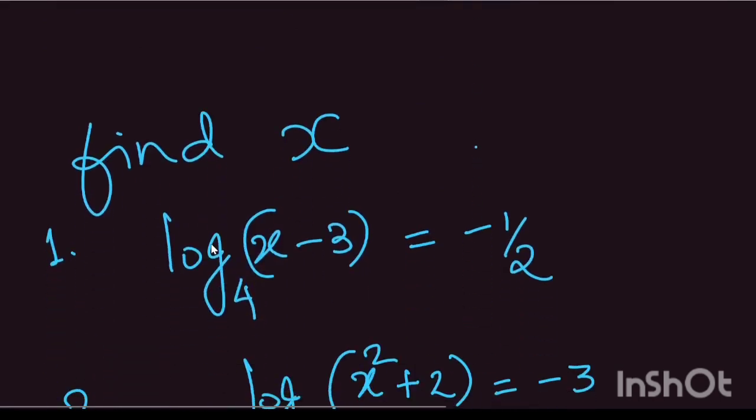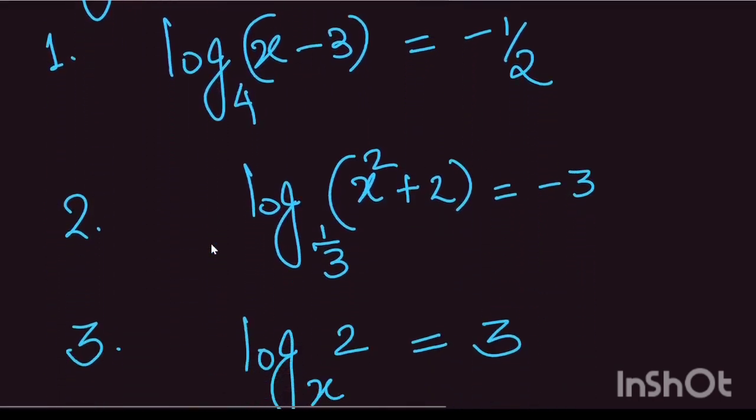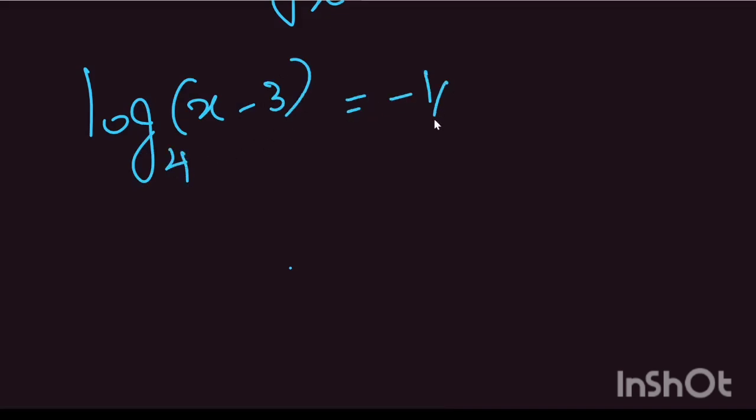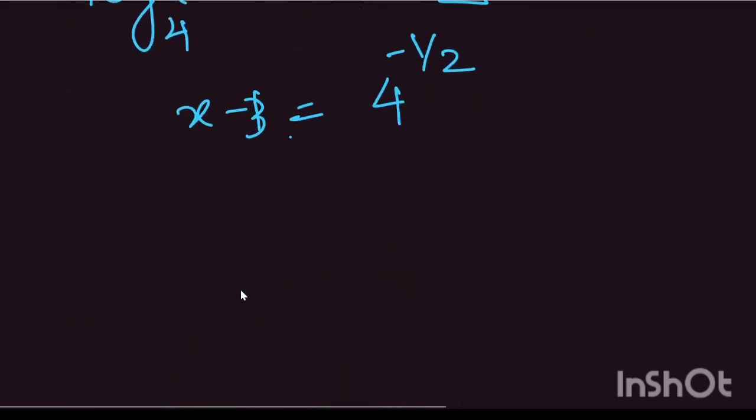Okay. Now we have to find x. Some questions are given. Let's try this: log x minus 3 base 4 equals minus half. Again, 4 comes out and it will push minus half, so it will go in the power. We would be left with x minus 3. So x minus 3 will come on the right hand side.